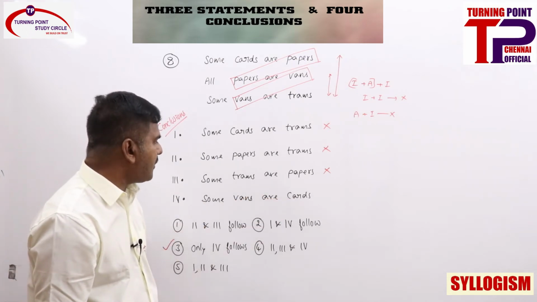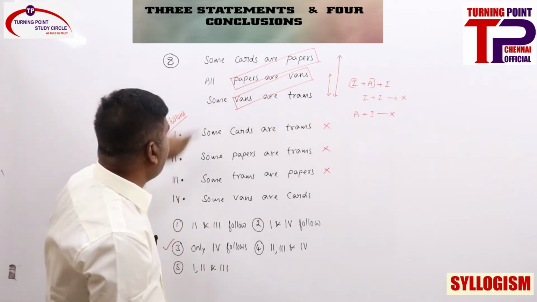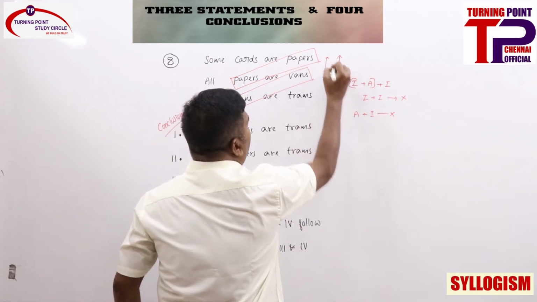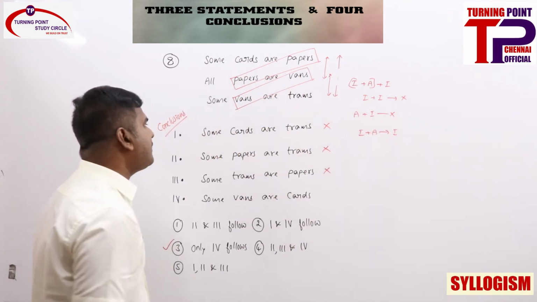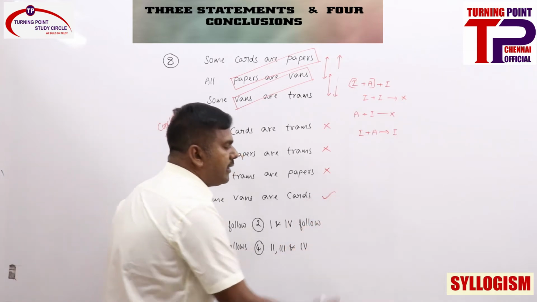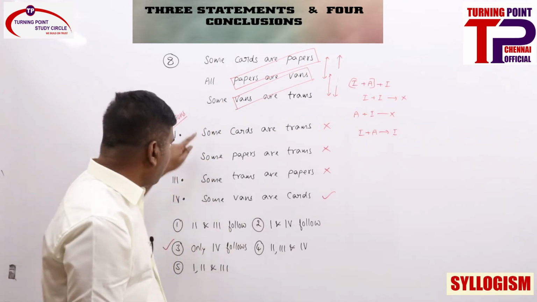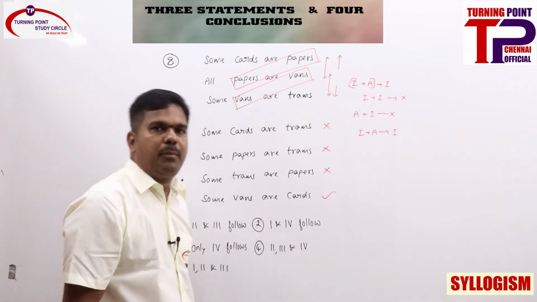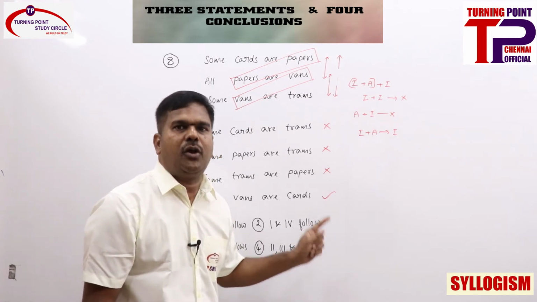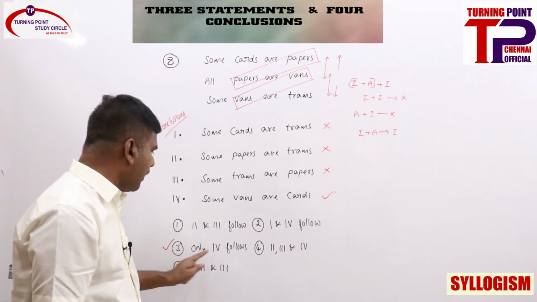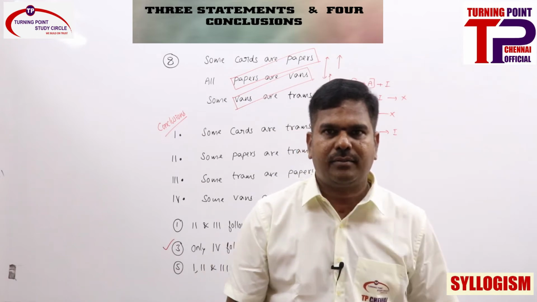Finally, some vans are carts. Where are vans and where are carts? Vans, carts, right? Statements 1 and 2. If you take 1 and 2, what is I plus A? I means what you will be getting? Some cars are vans or some vans are cars. Yes, the fourth one follows. Finally we need to check for a complementary pair. But all the three conclusions are positive statements, so positive statements cannot be a complementary pair. Which one follows? Only 4 follows. That is the reason we are going ahead with only 4 follows. Clear? Shall we go ahead with the next question?